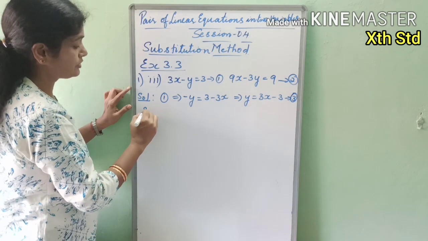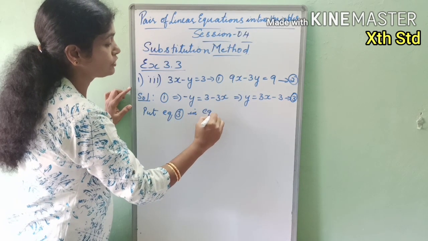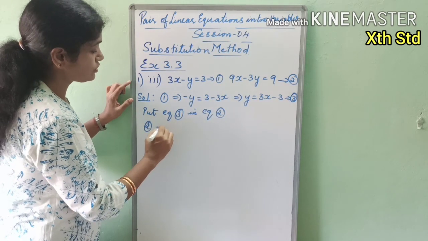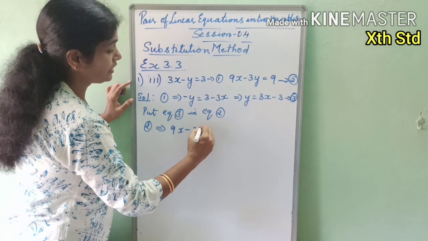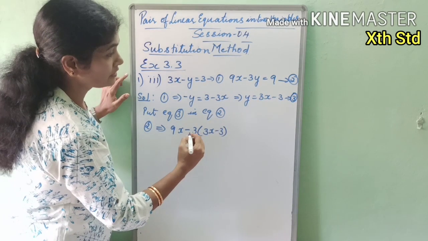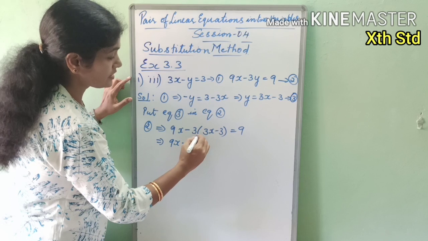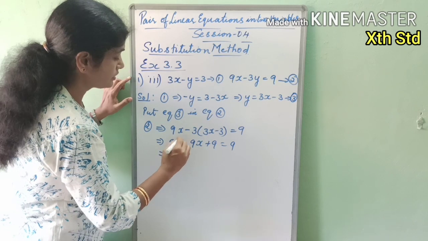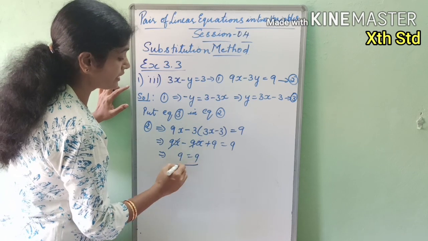So next step, substitute equation 3 in equation 2. If you do so, equation 2 implies what you will get? 9x minus 3 into y. Y is 3x minus 3, right? Now equal to 9. Then simplify it. 9x, and 3 into 3 is again 9. 9x plus 9 is equal to 9. So plus 9x and minus 9x get cancelled. So 9 equal to 9. 9 equal to 9 we are getting.